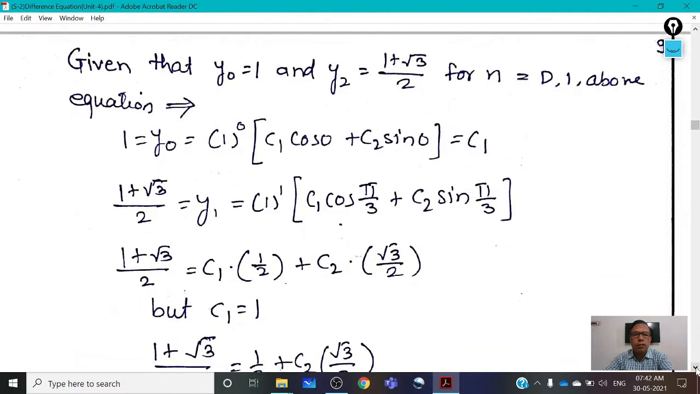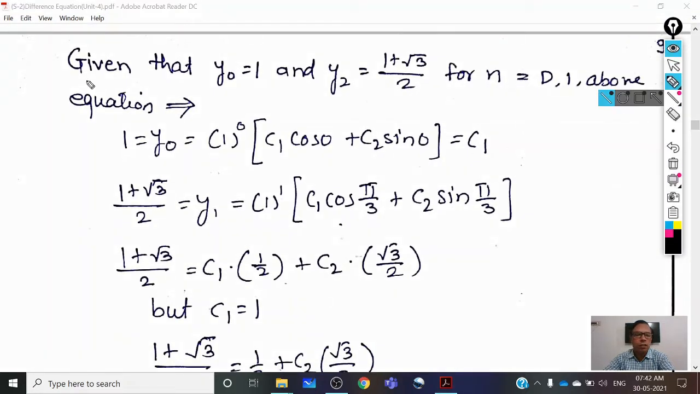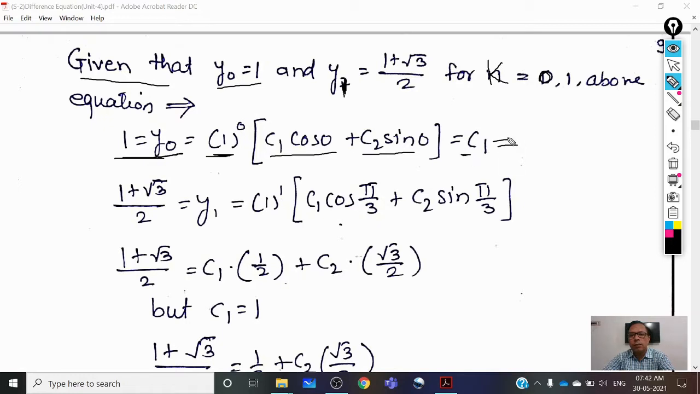And by using the given boundary conditions, y(0) = 1 and y(1) = (1 + √3)/2, putting k = 0 and 1 in the above equation, the result becomes y(0) = 1 = 1^0 (c1 cos 0 + c2 sin 0). This is equal to c1. This gives c1 = 1.